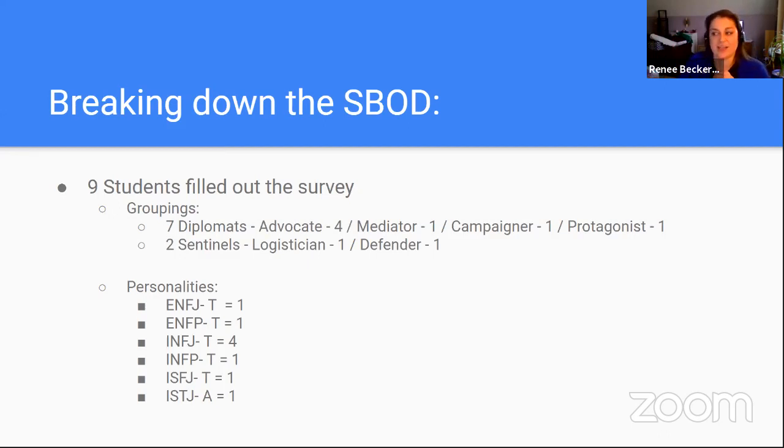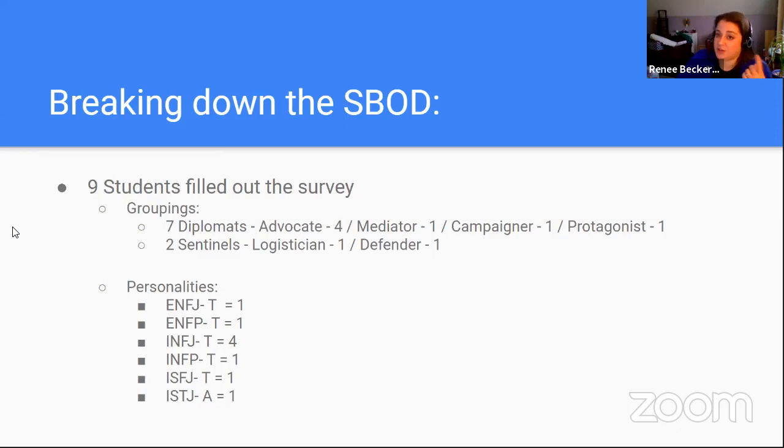You can see we have a lot of advocates, and then everyone else was pretty unique in terms of these different personalities. Maybe one flipped back and forth, but I thought it was fascinating how many of you had this feeling-based interaction, feeling versus thinking, and even turbulent versus assertive was an interesting prospect as well. This was the breakdown of the data for the student board of directors, and the reason we're sharing this is because this is what you could do with your robotics team.